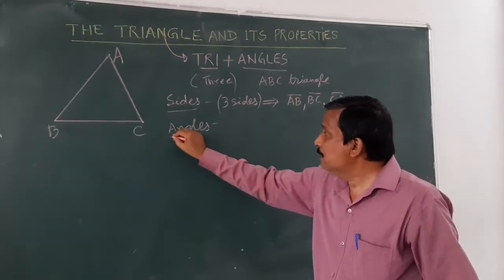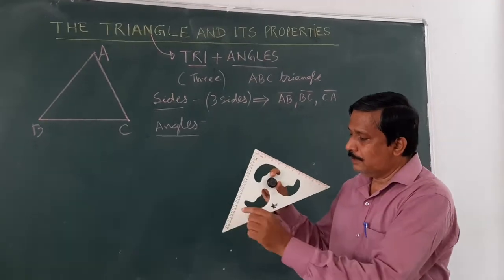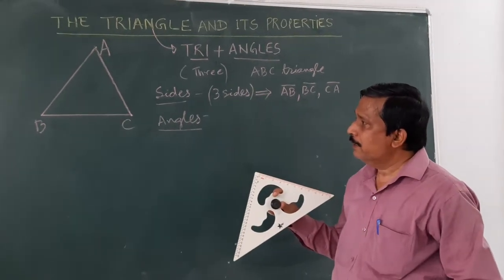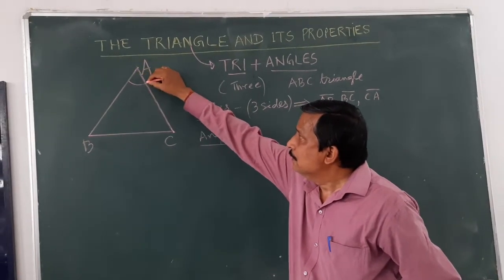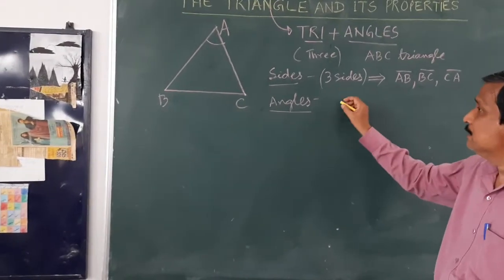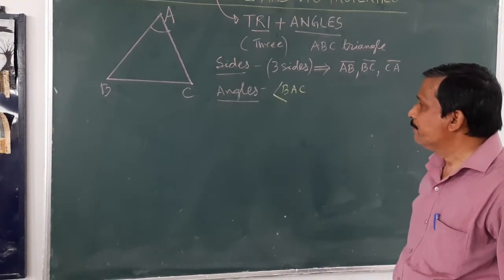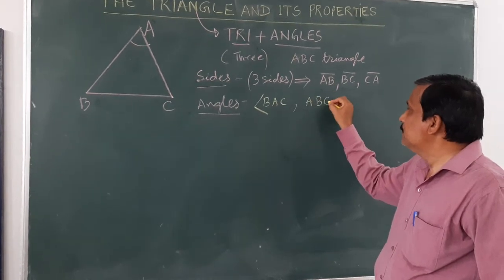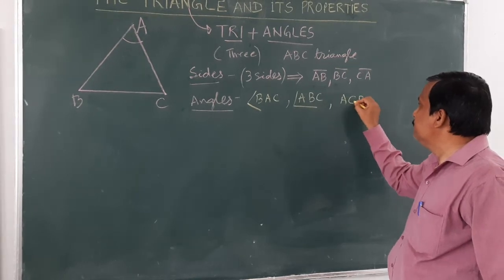And there are three angles. You see here, this is one angle, this is another angle, this is another angle. Suppose I have given the names angle A, angle B, angle C. But how to write angle A? You can write angle A as BAC angle. This is the angle symbol. Angle B you can write as ABC angle, and angle C you can write as ACB angle.